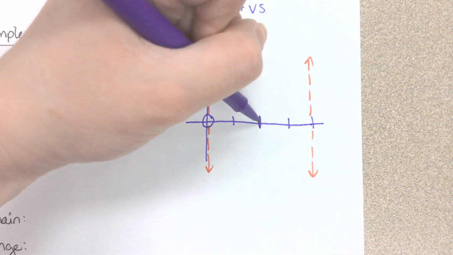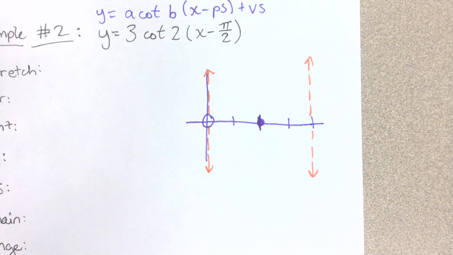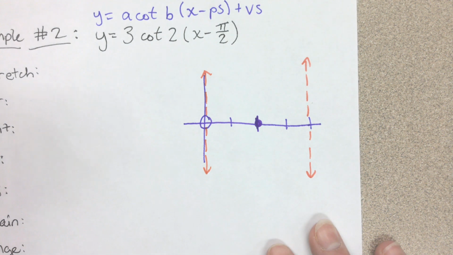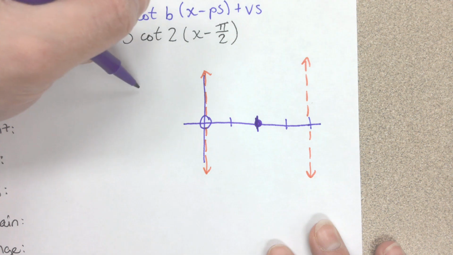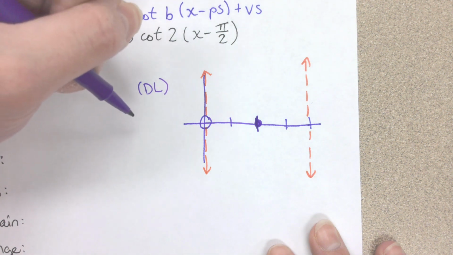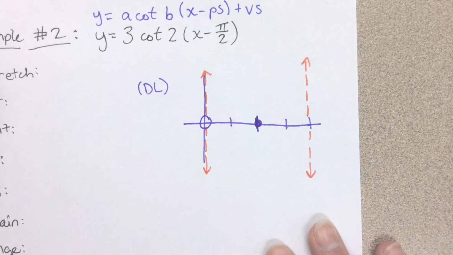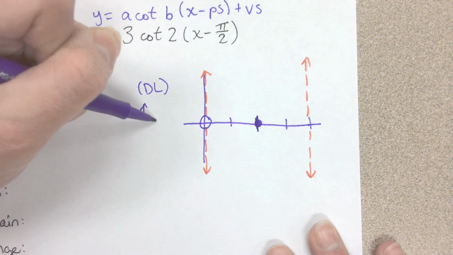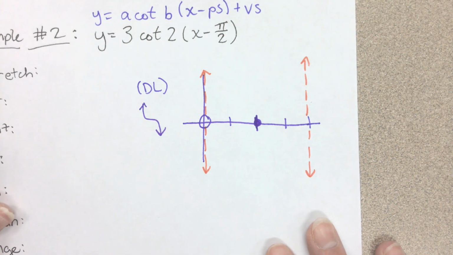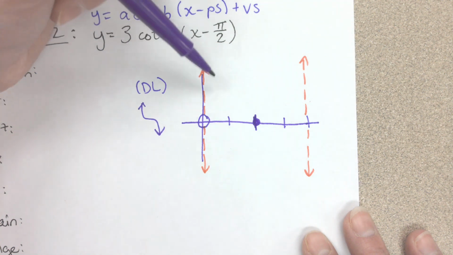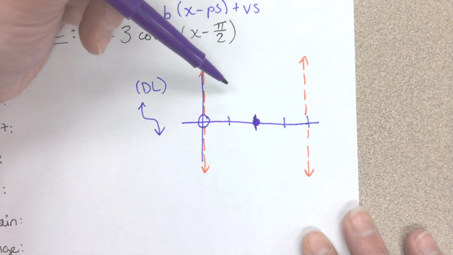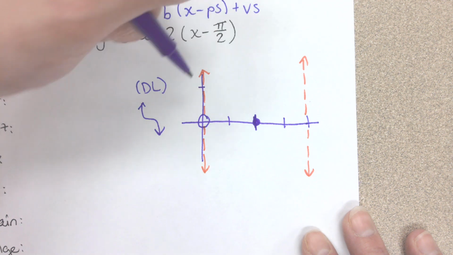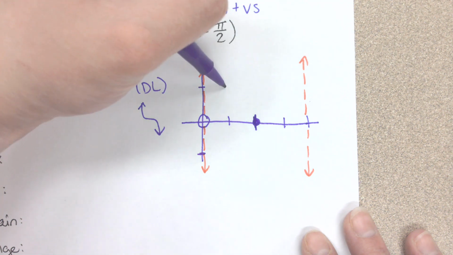Again, 3 points. The second point, the middle point, always goes on the midline. This time we're doing cotangent, which means it has a disco left shape. So this time, I'm going to go up to the left, down to the right. And again, that is dependent upon my stretch.